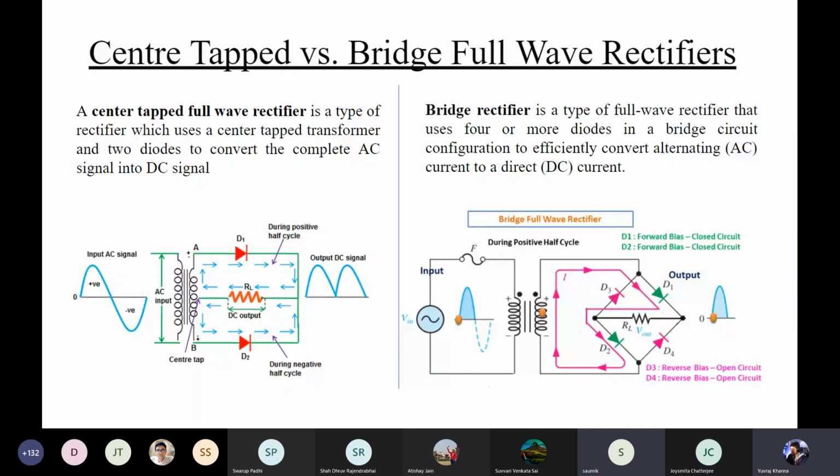But what you're saying is, if we consider the center point as C, then yes, the number of coils between A and C will be the same as the number of coils in the bridge. No, definitely not. Why? Only then we will get that V1 by N1. The amplitude of the output will be half of the input. Oh.